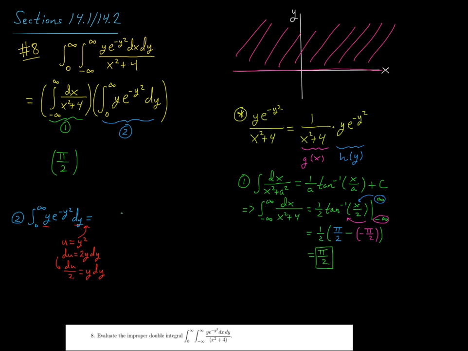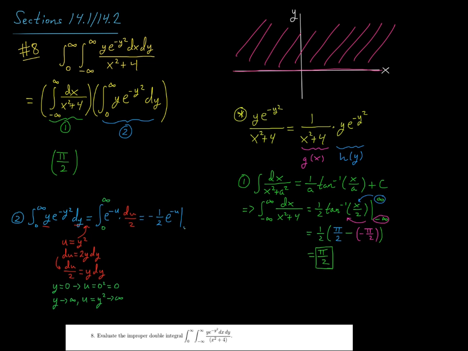So this part here is going to become our du over 2. The e to the minus y squared is just going to be e to the minus u. And then we're integrating from where to where? Let's change the limits of integration. If y is 0, then u would just be 0 squared, so that'd be 0. And if we let y approach infinity for this upper bound, then u, which is y squared, will also certainly approach infinity.